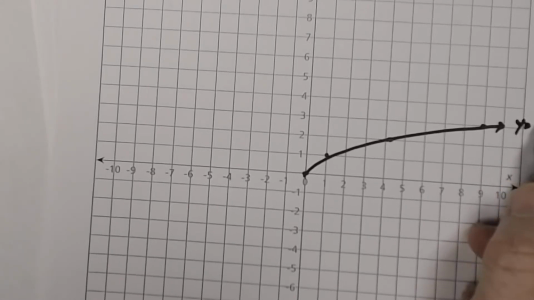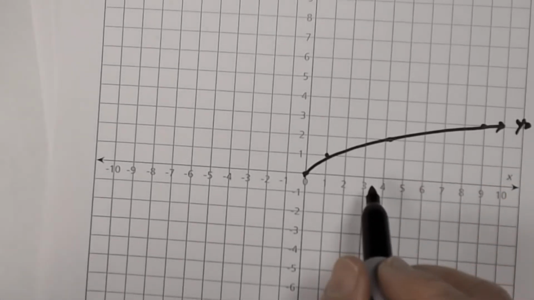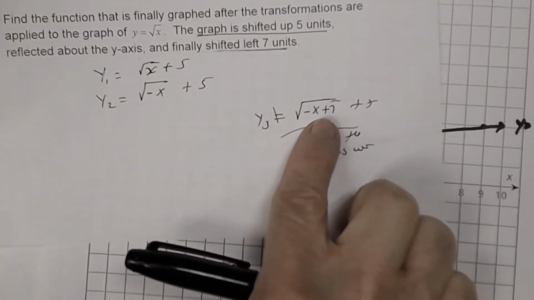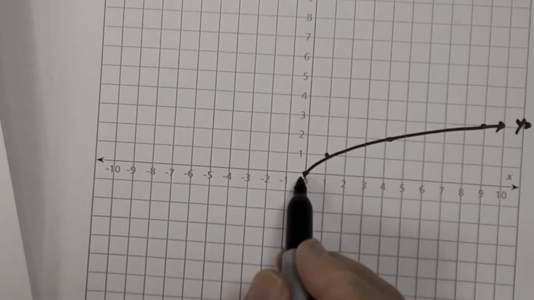So y equals square root of x. My first transformation says I am going to shift it to the left 7 units. That's what it says. All right, so let's go ahead and do that. Shift to the left 7 units.